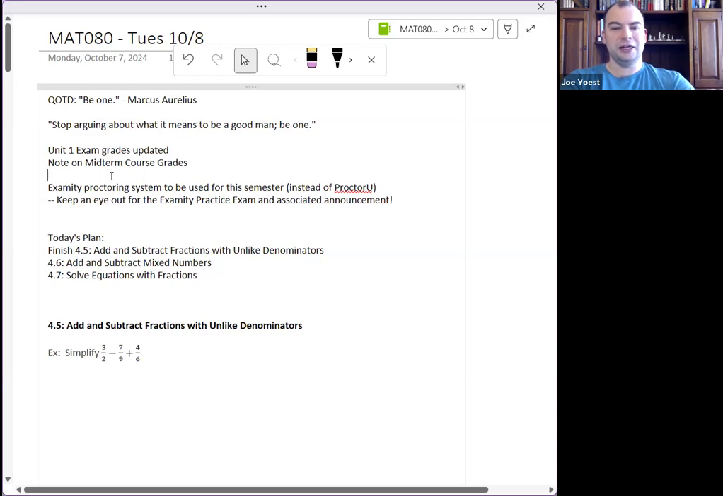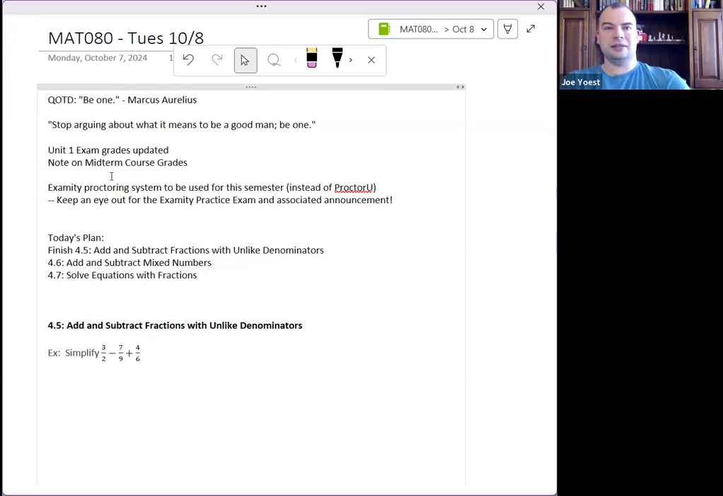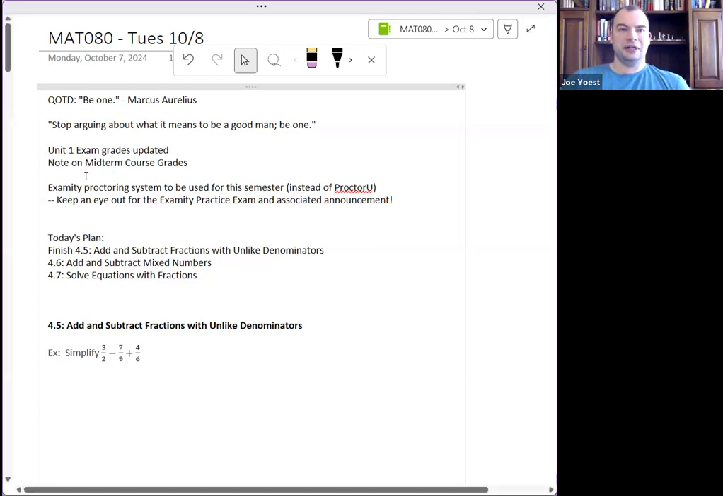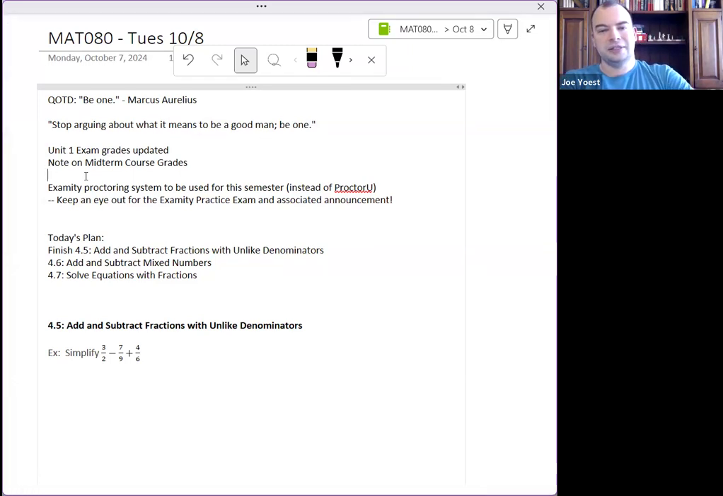I think they can very easily be misinterpreted, and a student will see a B on their midterm course grade and think that means they're almost in some sense guaranteed to be in the course at the end, and that's not how it works. So it's just a very rough estimate of where you probably are roughly at this point in the course.